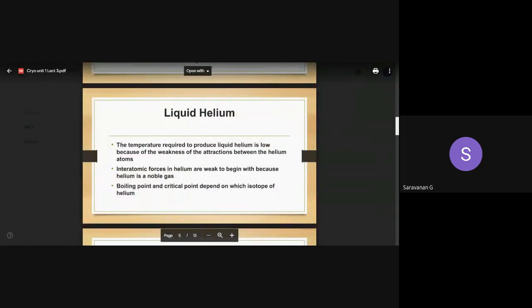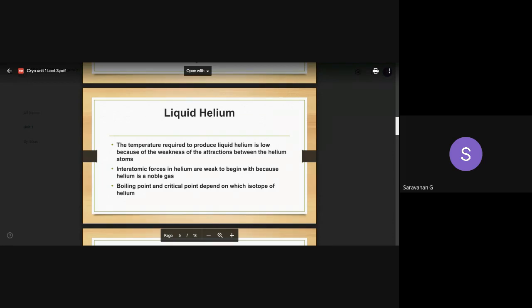If you want to produce liquid helium from helium gas, the temperature required is very low. That is why we discussed the boiling point of the fluid being at the lowest temperature. The reason is the weakness of the attraction between the helium atoms. The atoms present in helium gas are very weakly attracted, so you can easily make it into liquid helium.